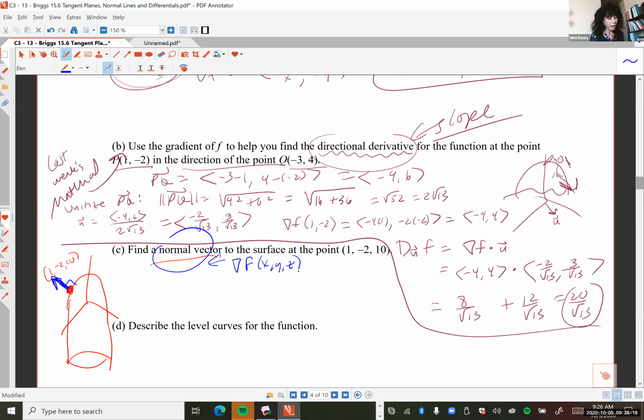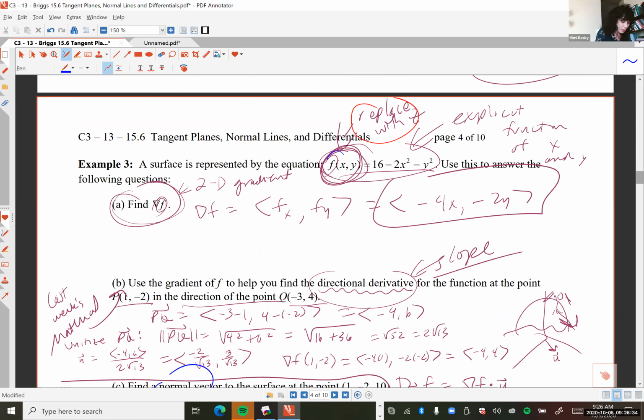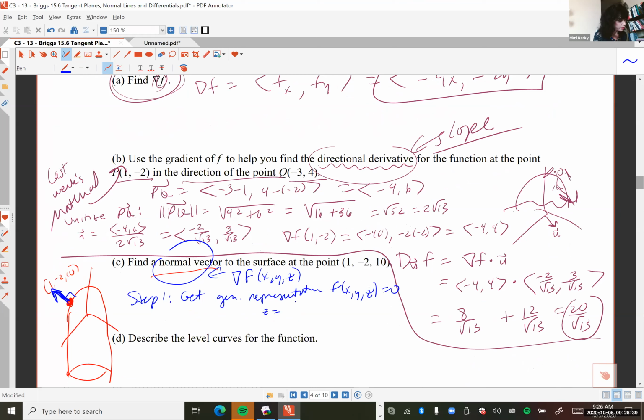Your job, step 1, is to get the general representation first. If you fail to do this step 1, you'll not be able to do the rest of the problem correctly. You want to get everything on one side and 0 on the other. So your function right now looks like z equals 16 minus 2x squared minus y squared. Get everything on one side, 0 on the other. It doesn't matter which side. It's easier for me to get everything on the right side because all I have to do is subtract z from both sides. So I'll go with that.